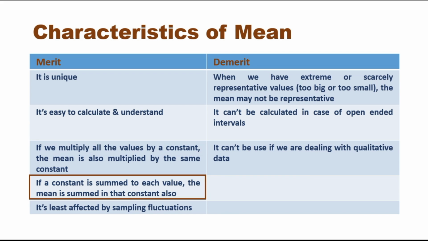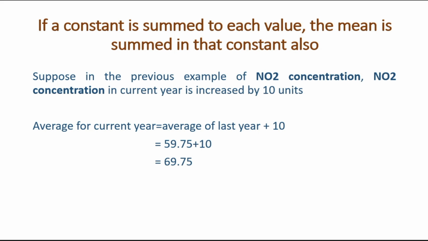Similarly, if a constant is added to each value, the mean is also increased by that constant. So again in the previous example of nitrogen oxide concentration, if NO2 in the current year increased by 10 units, then we simply need to add 10 and we will get the new result.